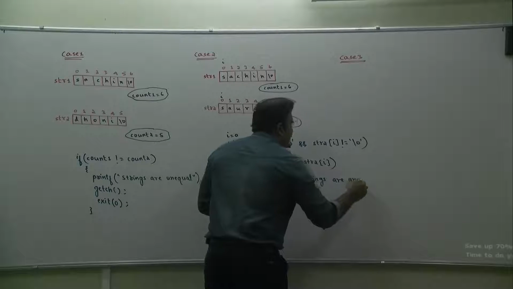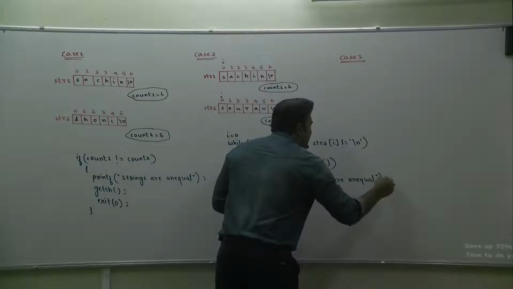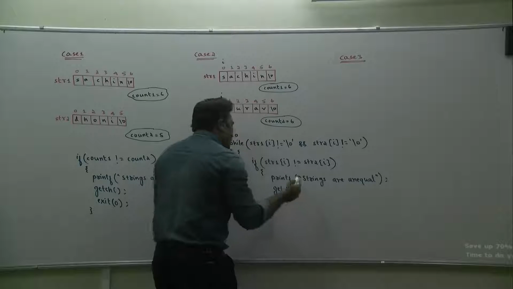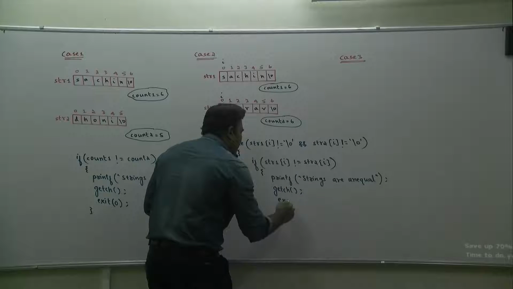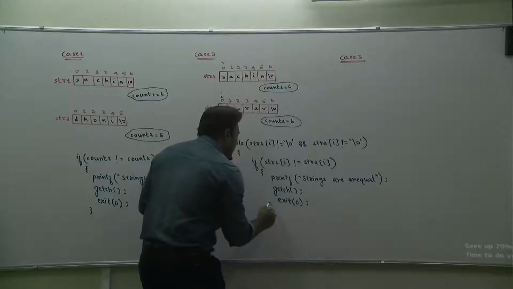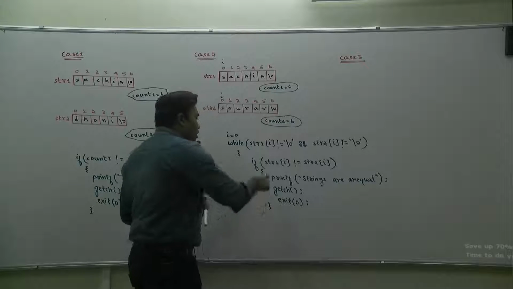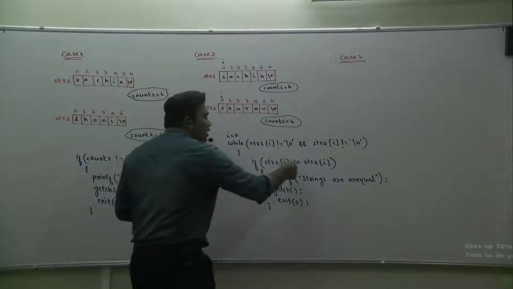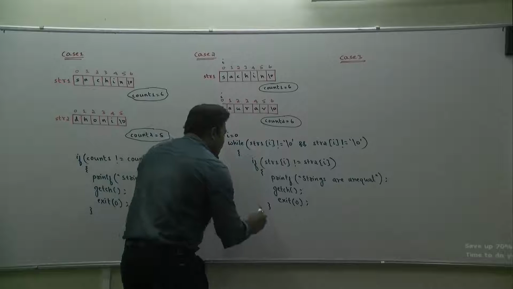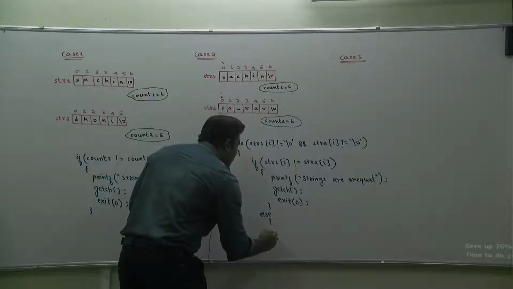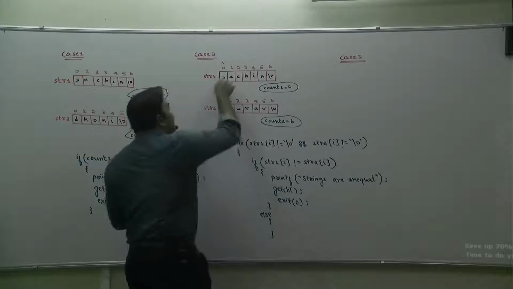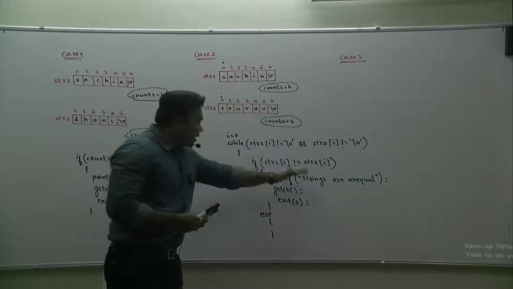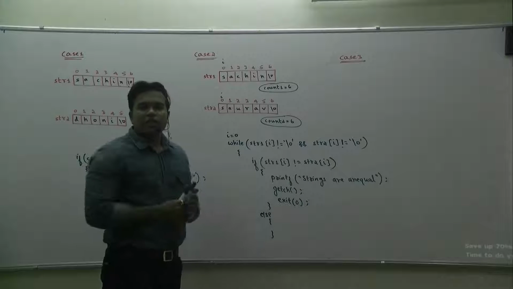Strings are unequal, I will tell. And after telling this message, I just have to see the output, so I will use getch. Anyway, strings are unequal. Why remain in the program? I will exit. Tell me, all this you will do if and only if it is not equal. Else, if it is equal, what will you do? That is this case. If it is equal.